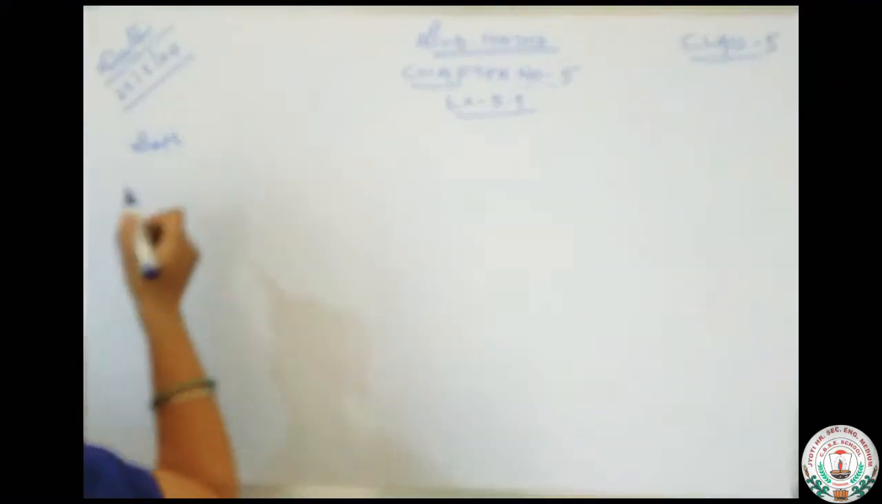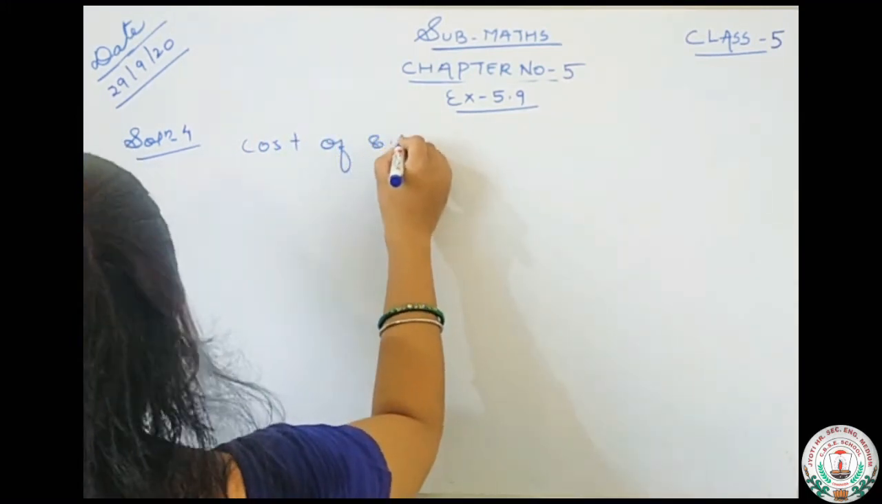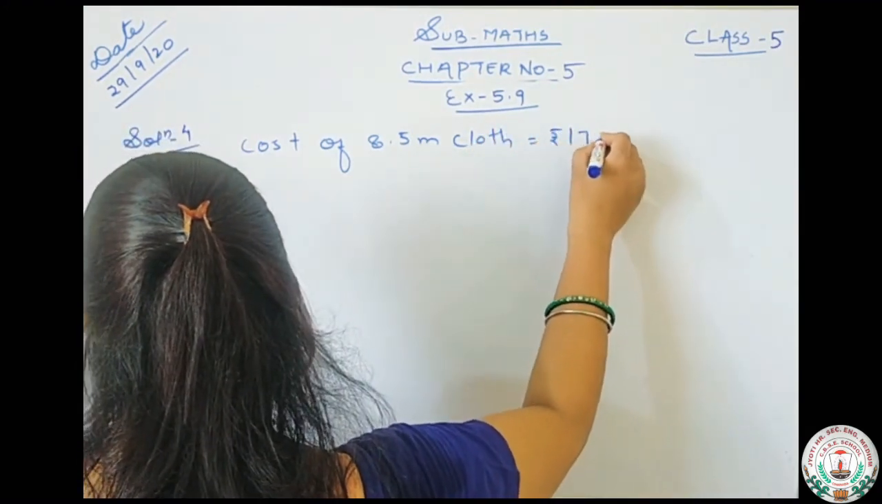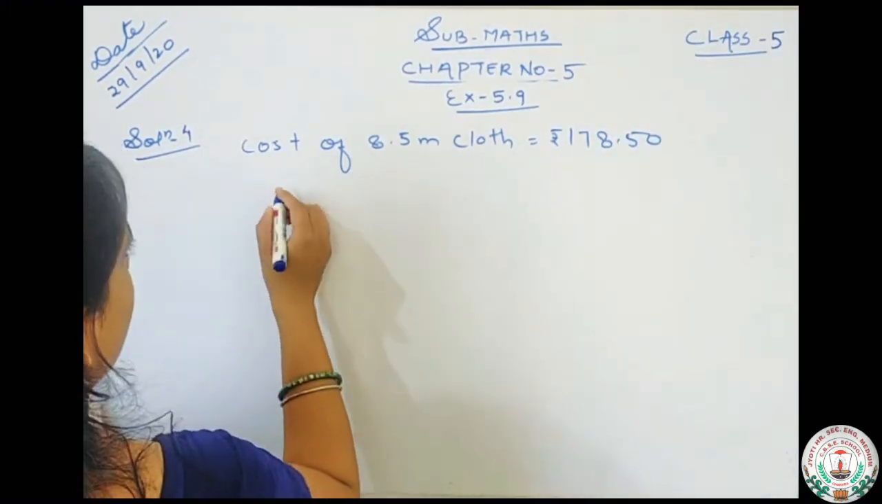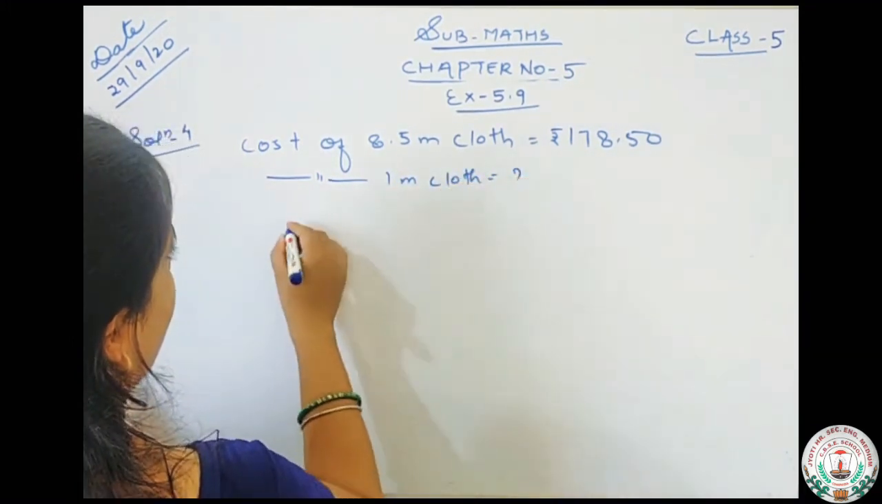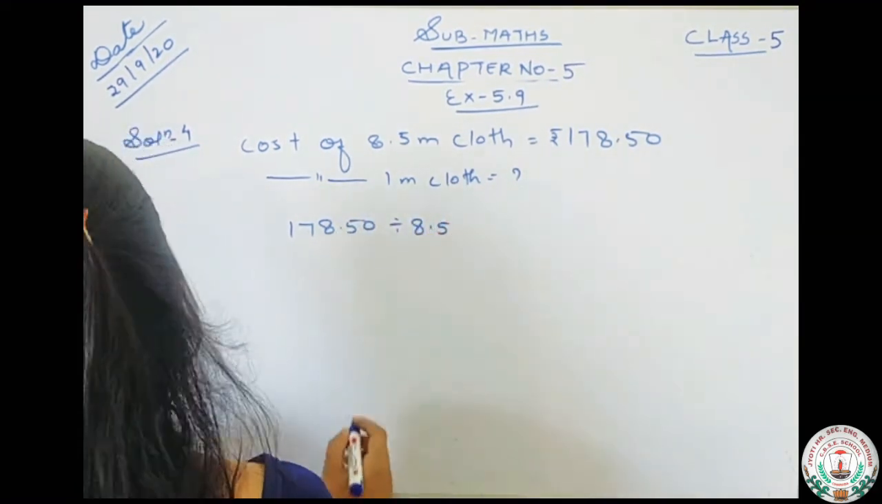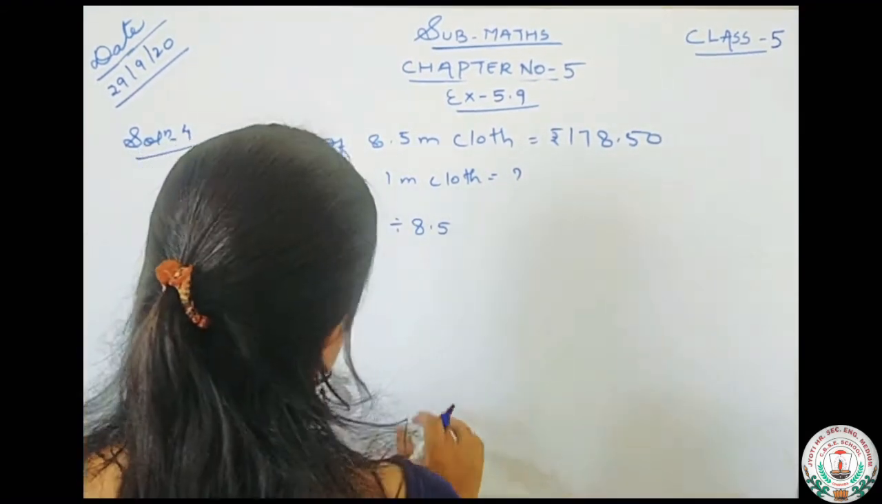Question number 4 is: if the cost of 8.5 meter cloth is rupees 178.50, what is the cost of 1 meter of cloth? First we will find the cost of 1 meter cloth. So how will we find it out? 178.50 divided by 8.5. Then we have to find the cost of 5.5 meter of cloth.